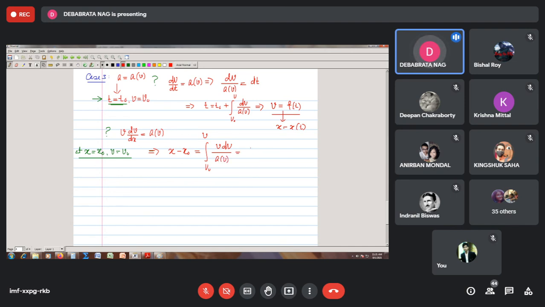Also, you can write this as half of the integration from v0 to v of d(v squared) divided by a(v). If you write it in this way, then your limits should be changed, because your fundamental variable has changed from velocity to v squared. Of course, this description will be helpful if acceleration is actually expressible as a function of the square of the velocity. That means a is a function of velocity, no doubt about it. Say, for example, a is given as v to the power 4 minus something like that. I can, of course, describe it as a function of velocity. Also, I can describe it as a function of the square of the velocity.